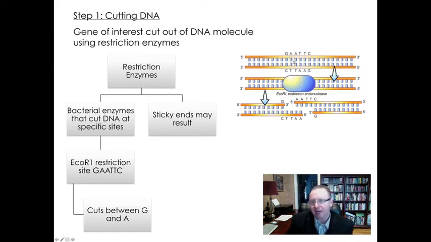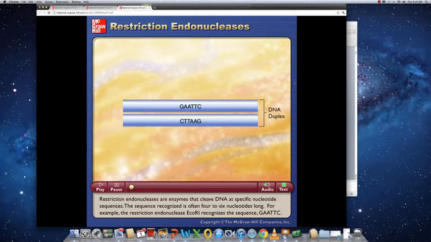So you can see on one side of the DNA molecule it's going to cut here, and on the other side of the molecule it's going to cut here. And so those overlapping exposed nucleotide ends, those are called the sticky ends. I'm going to show you a video clip here of how EcoR1 does its job, and this will help you to understand the concept of those sticky ends.